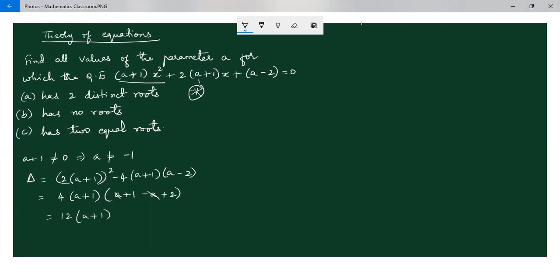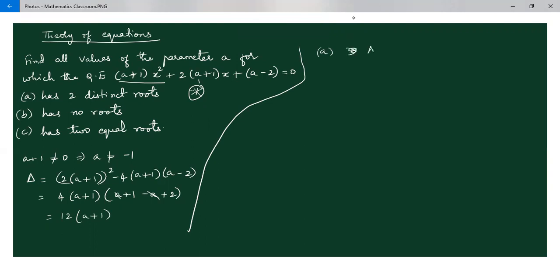Now let me consider the first case. The first case is that it has two distinct roots. If it has two distinct roots, then its discriminant will be greater than 0. So I must have 12 multiplied by (a + 1) greater than 0. That is a + 1 greater than 0, then a is greater than −1.